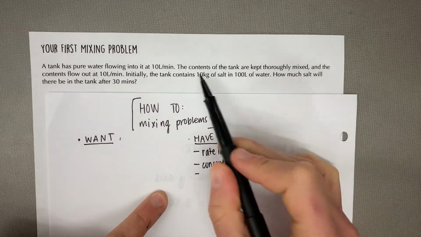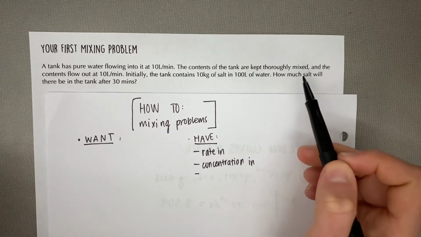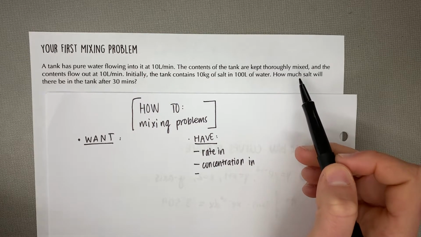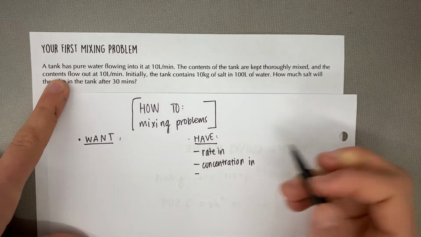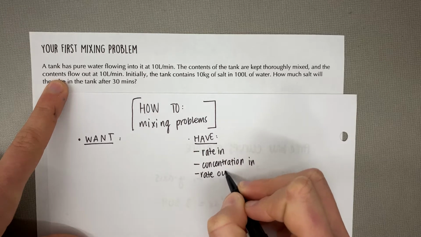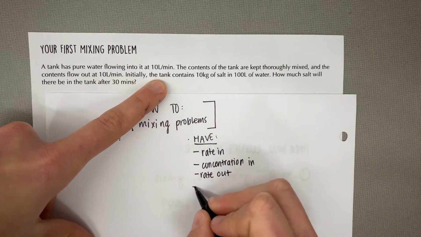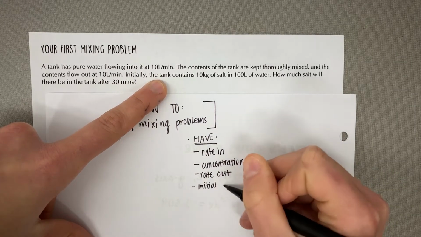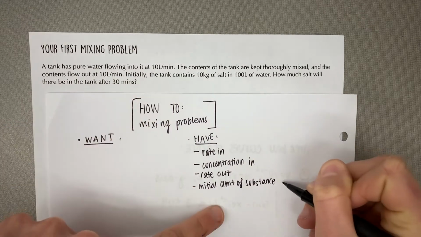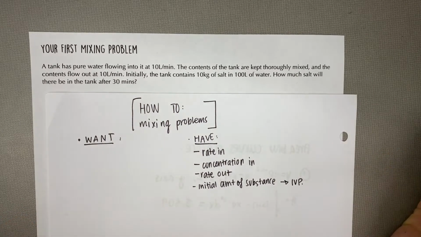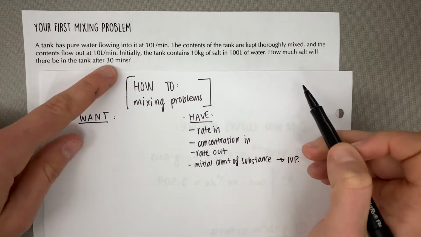We know that the contents of the tank are kept thoroughly mixed. That's the assumption that the salt is even throughout. And the contents, meaning the water, flows out, so we have a rate out at 10 liters per minute. We're also given the initial amount of substance. This is helpful because it's going to help us with the initial value problem aspect of mixing problems. And then what do we want?